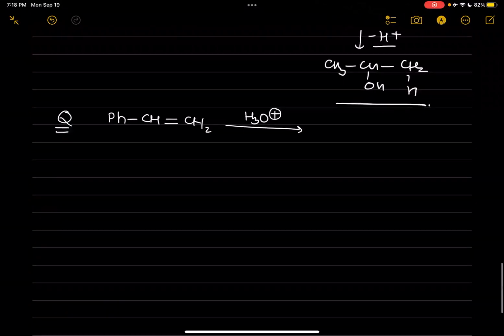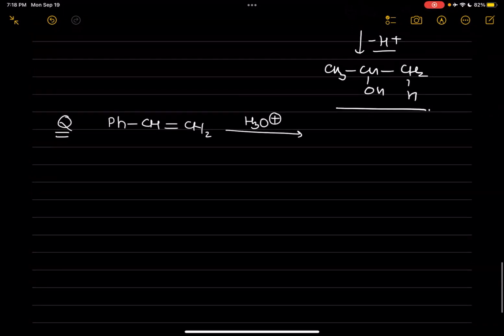This is H plus and H2O, right? It's another, both combined together, so it's the same thing, written in a different manner. This is nothing but H plus and H2O, same as that of dilute H2SO4. So what's going to be the answer to this problem?